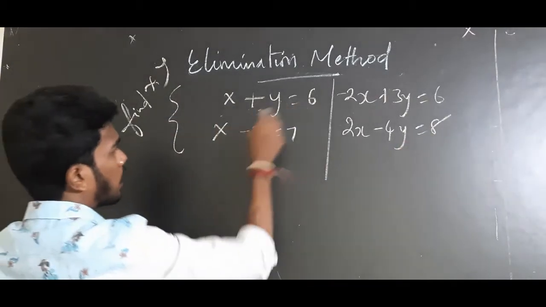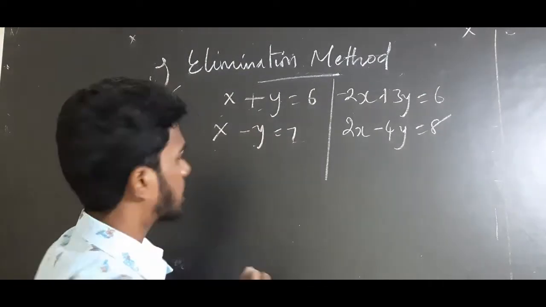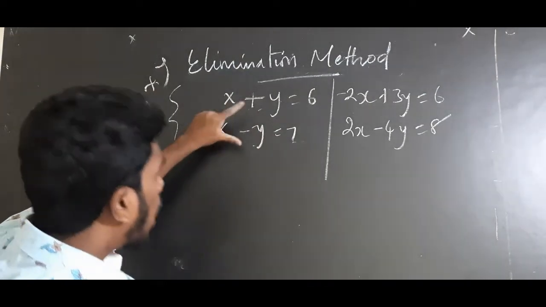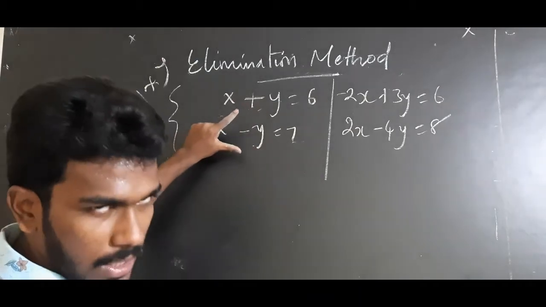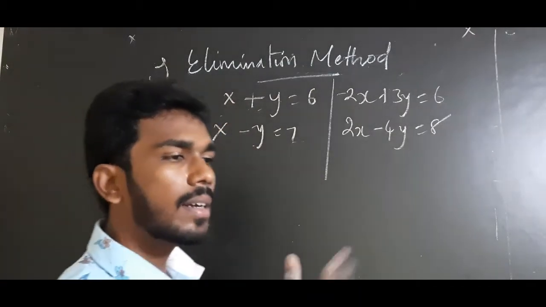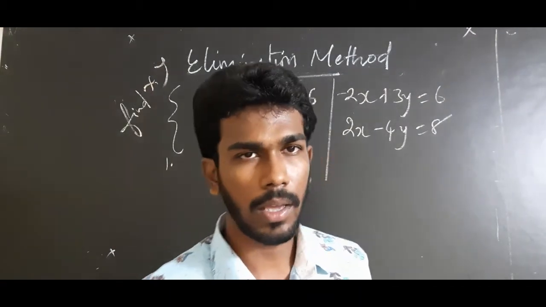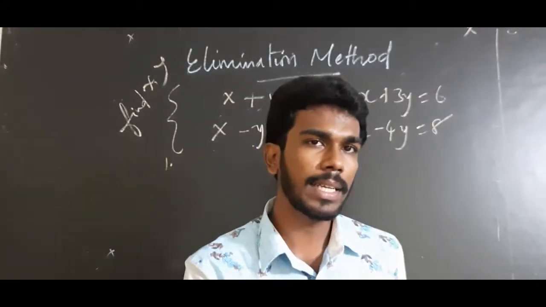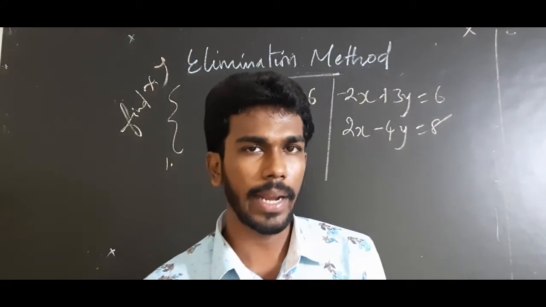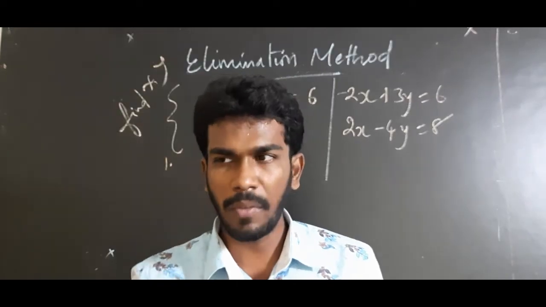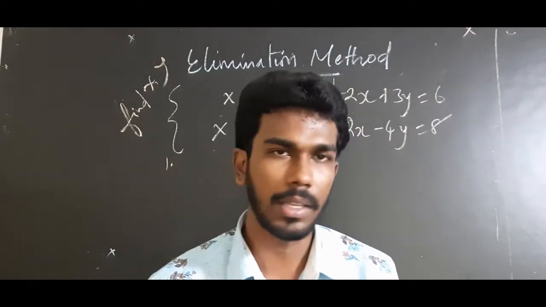So, x plus y equal to 6, x minus y equal to 7. First step. Normally in these kind of scenarios, first you have to cancel x or you have to cancel y. If you cancel x, you will get y. If you cancel y, you will get x. Once you find one variable, you have to substitute in any one equation and you can find the other variable.